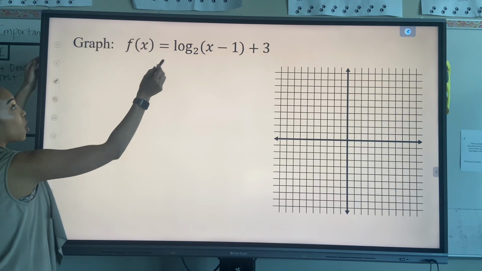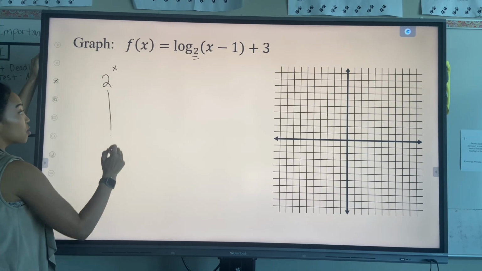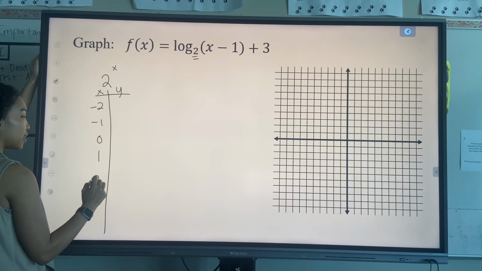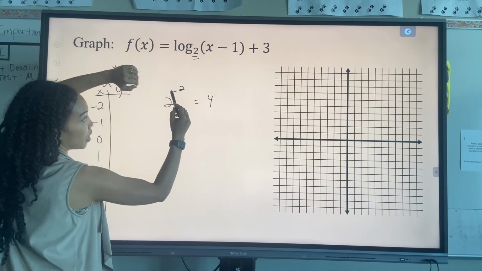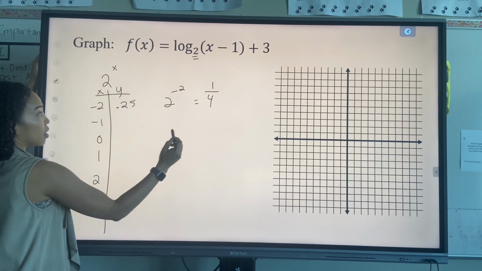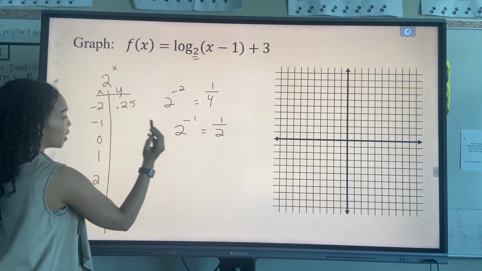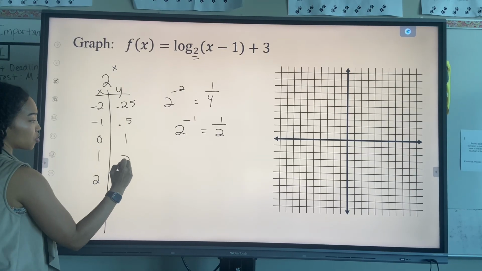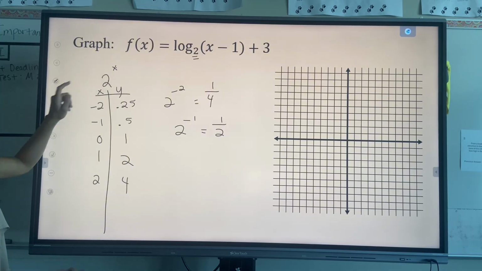So whenever you're thinking of a log with base 2, you should think of the exponential with base 2. And this one we're very familiar with. These are the x values we're going to evaluate it at. 2 to the negative 2. 2 squared is just 4, but if you have a negative exponent, it becomes 1 over 4, which is 0.25. And then 2 to the negative 1 is 1/2, or 0.5. 2 to the power of 0 is just 1, 2 to the power of 1 is 2, and 2 squared is 4. So this is the parent function of 2 to the x.